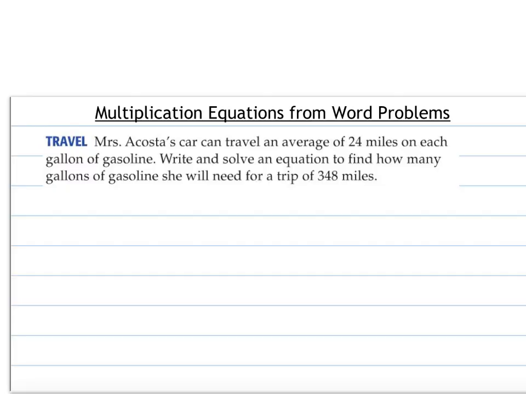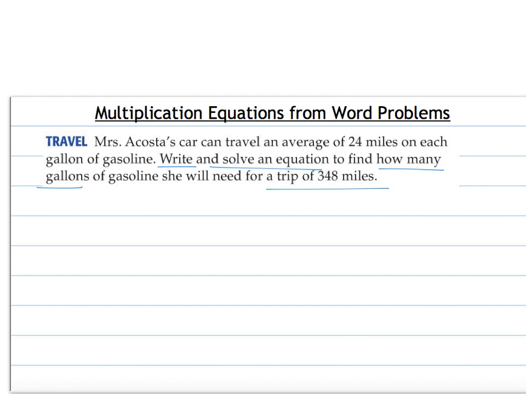So here is a word problem. Mrs. Acosta's car can travel an average of 24 miles on each gallon of gasoline. You are going to write and solve an equation to find how many gallons of gas she will need for a trip of 348 miles. Usually word problems, you got to read it more than once. So we're going to pull out important information.